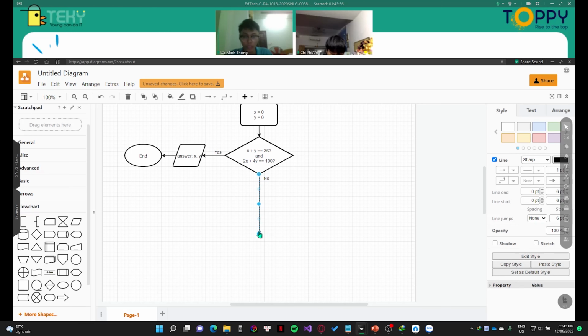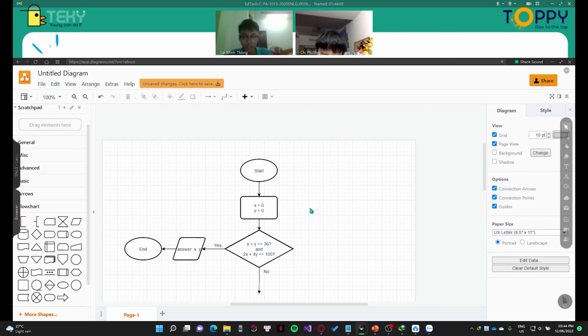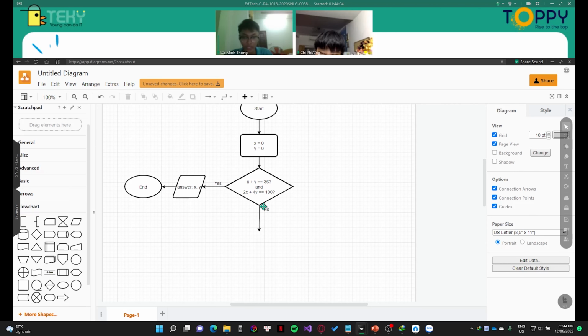But what happened if the question says no? What if it says no? Integrate to the start again. Okay. Integrate to the start again. No, it is not true.